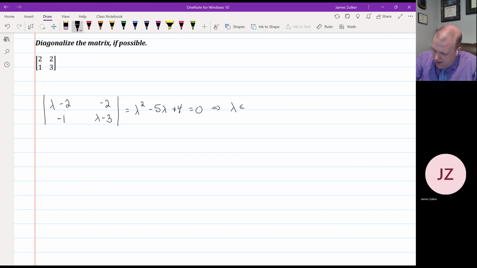So we get as our eigenvalues 1 and 4. Now, of course, this automatically guarantees that we can diagonalize this matrix. It's a 2 by 2 matrix. We have 2 eigenvalues.